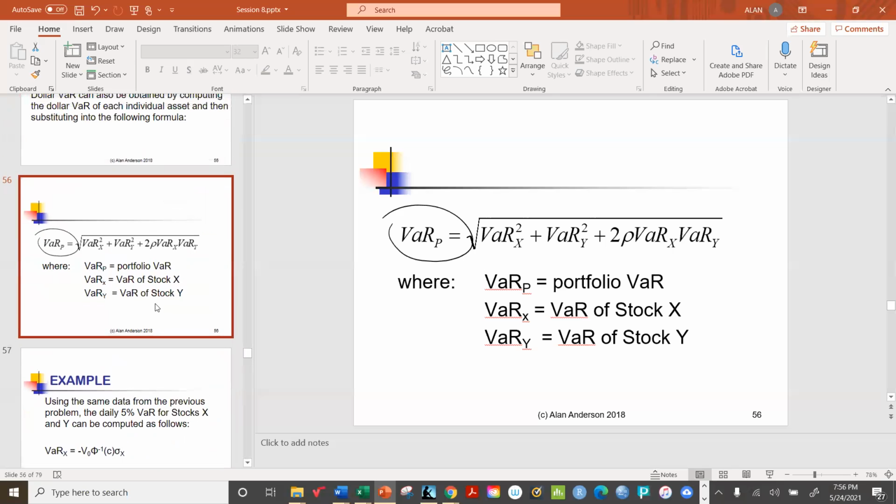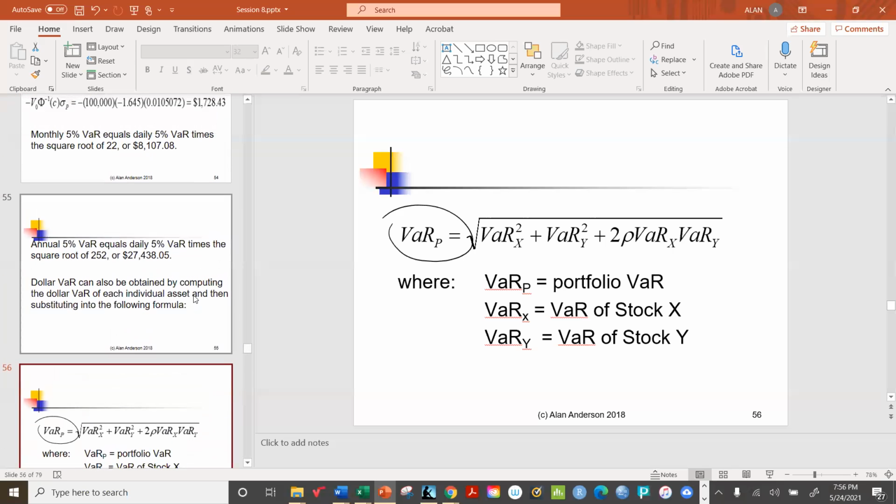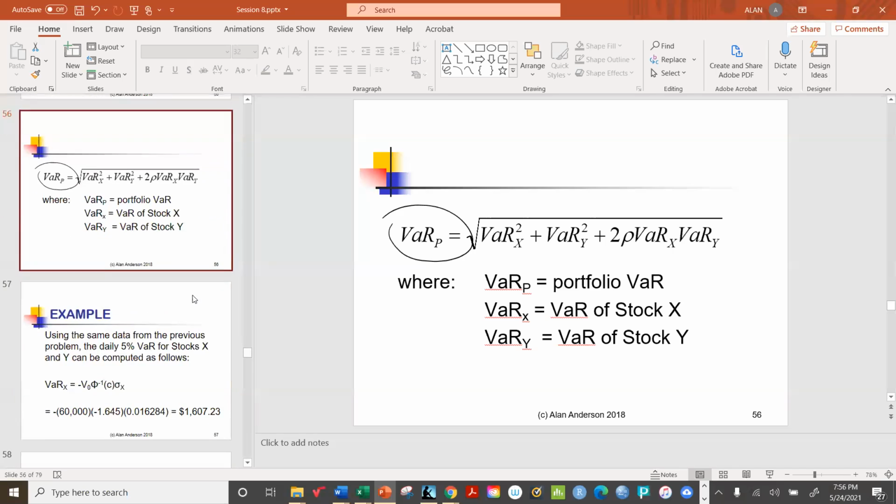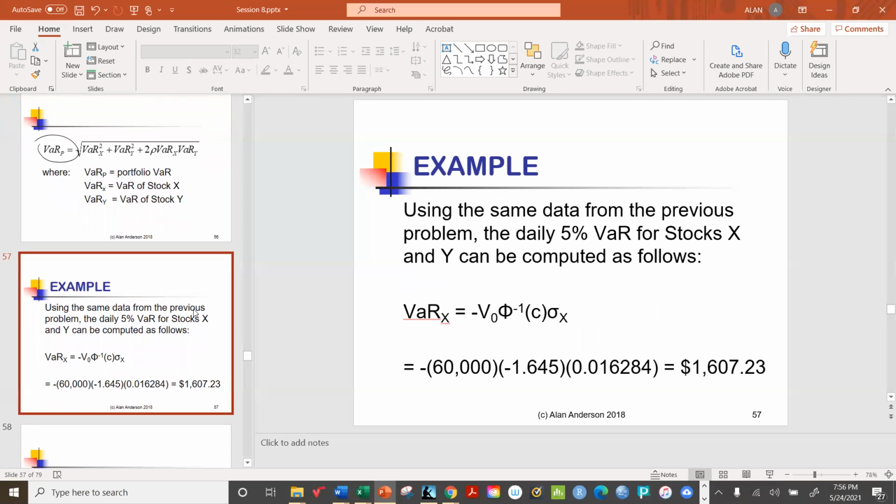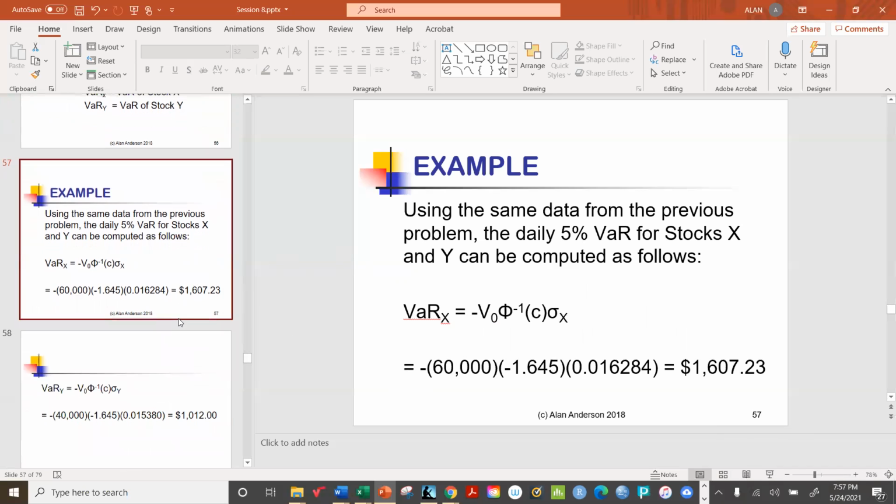So anyway, here's what's happening. We have two stocks. Stock X is worth $60,000. And we were earlier given the volatility or standard deviation of about 1.6%, 0.016284. So at a 5% level, that means the value at risk of the stock by itself is $1,607.23.